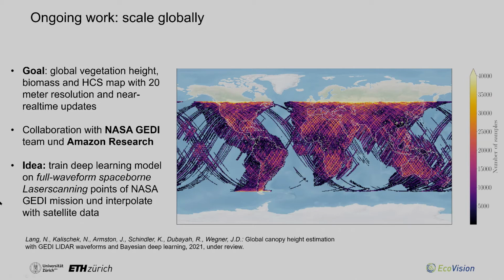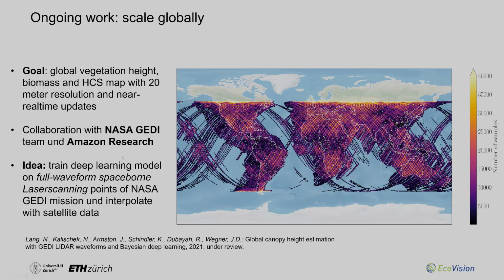So the goal is really to have a global vegetation height map, biomass, and further variables for users in the commodity sourcing domain, high carbon stock maps that tell them where they can expand their agricultural plantations or crop fields and so on, and where they should rather not. And we want to have then near real-time updates for these maps.